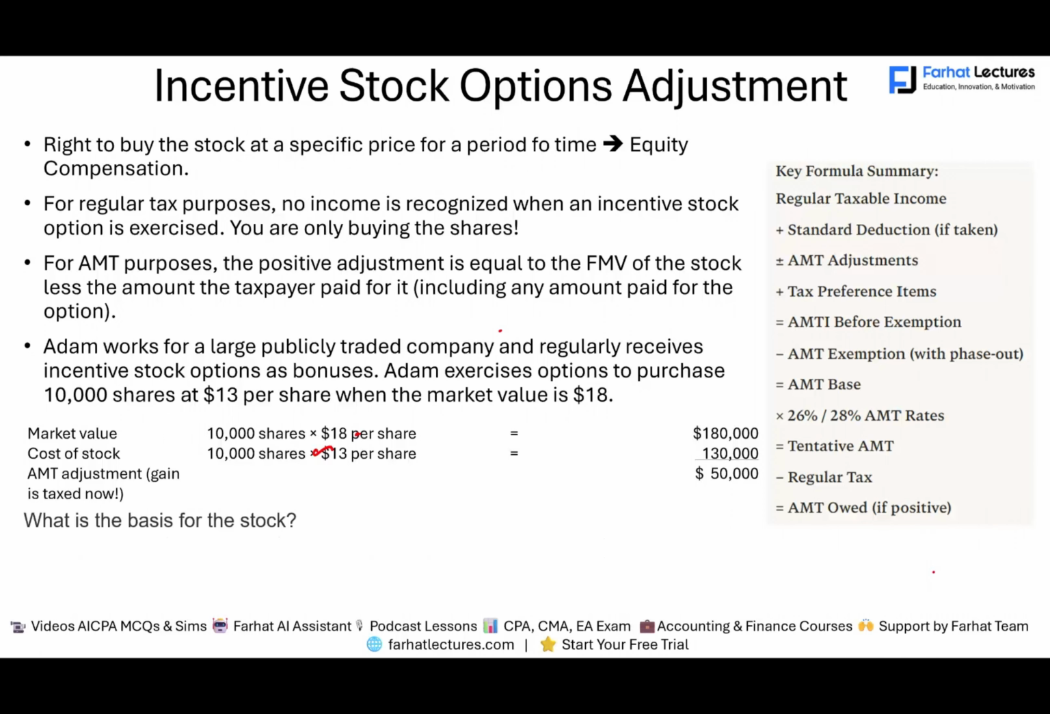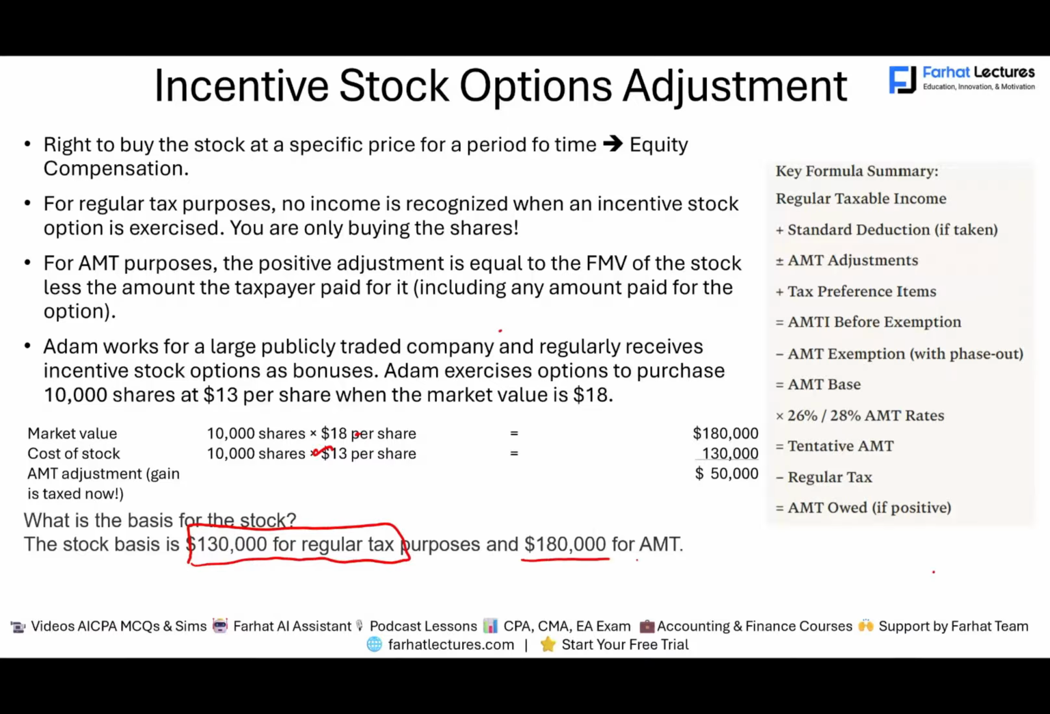Now what's the tax basis for Adam? For regular tax purposes, the tax basis is 130,000. For AMT, the tax basis is 180,000. So let's assume Adam ends up selling the shares for 100,000. They will have a loss of 80,000 for AMT.